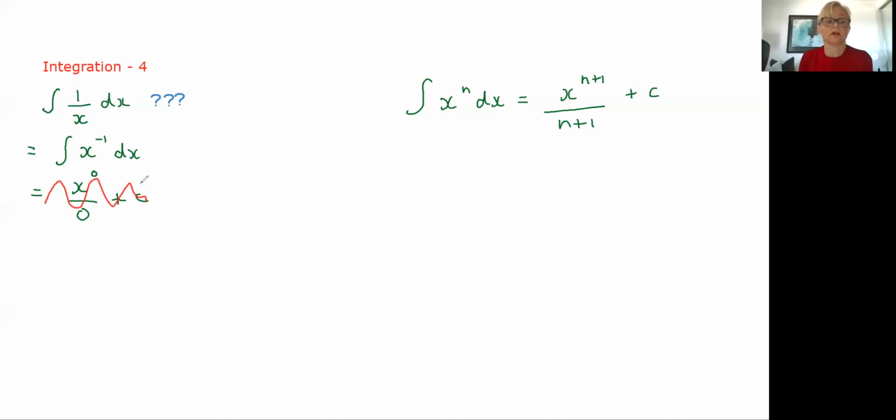We need to think about this one in a slightly different way. This rule that we've been learning about works in every case except when n is -1, because of course you can't divide by 0. Let's have a look at our next screen and see if we can come up with some ideas.